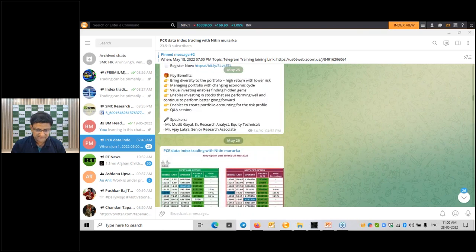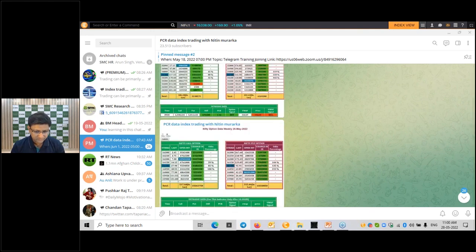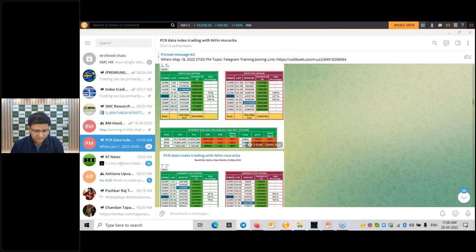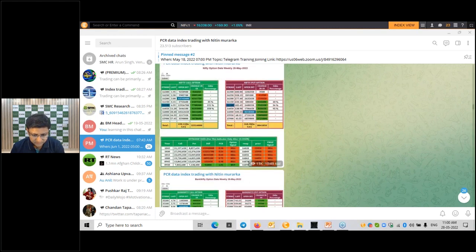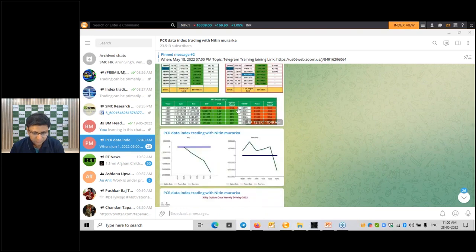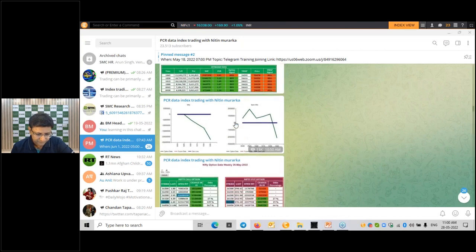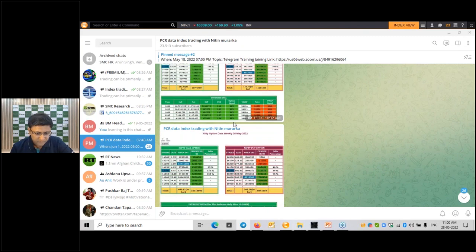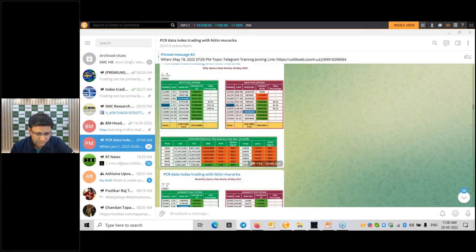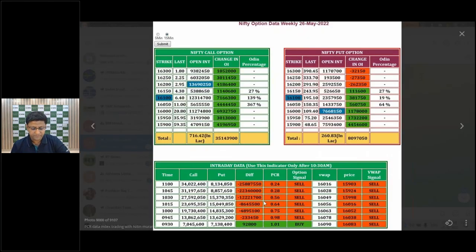Let's see what it was on the 26th in the morning. 26th was the expiry day. We will see the data at 11. We come to 11 o'clock. Let's see at 10:45. So this is the data at around 11. Look, this is the Nifty data, and the Nifty data was 0.75.